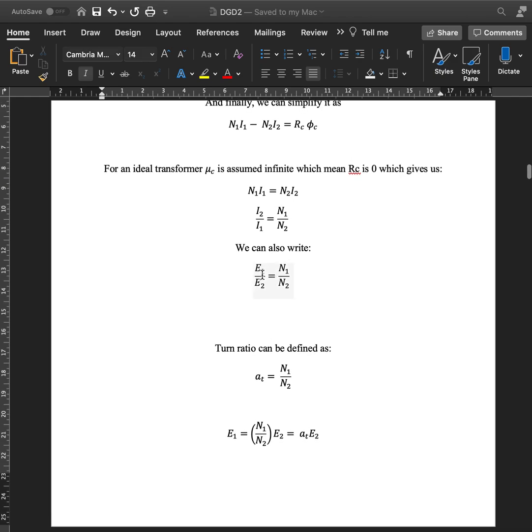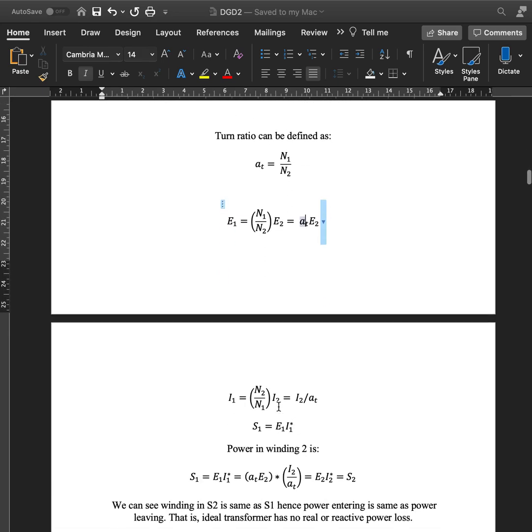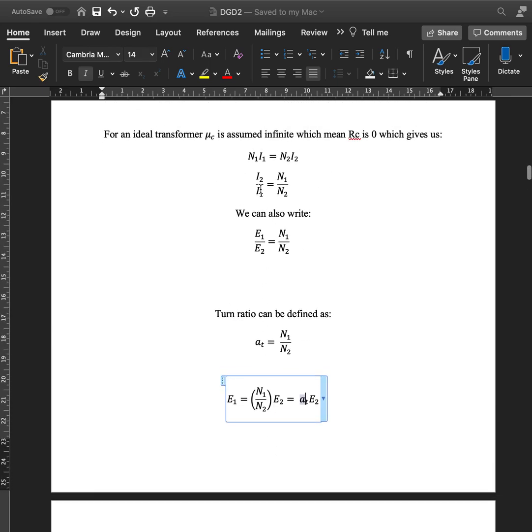And in terms of that, we can write, rewriting this equation. Let's say in your calculation, you're asked to find E1, the voltage across winding 1. You can use the following equation here, and just simply moving E2 to the right hand side, multiplying by N1 and N2, and then replacing N1 over N2 by AT, which is the turn ratio basically. So E1 can be defined as turn ratio times voltage across the second winding. Right, and same can be done with I1 or I2.